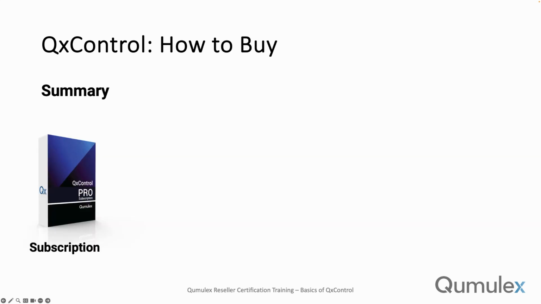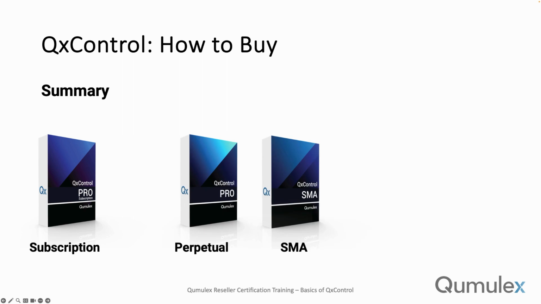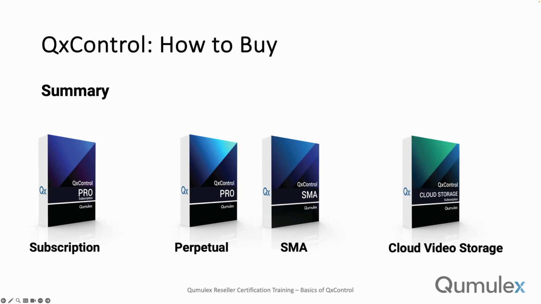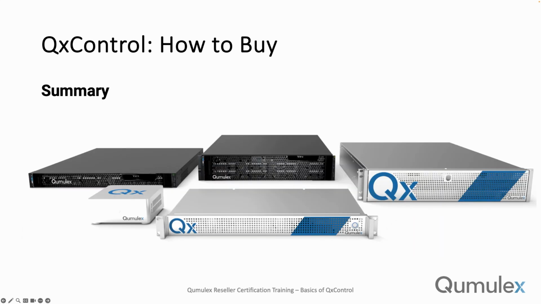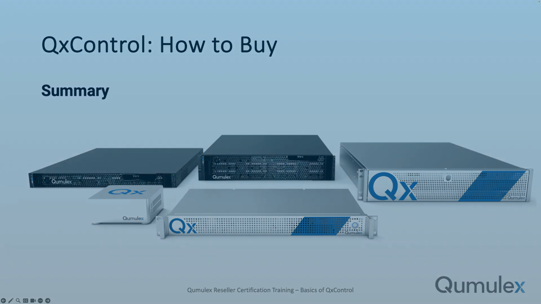So let's just do a quick summary just to make sure that we understand all of this. Again, QxControl Pro, QXP, is your base unit of measure for purchasing QxControl. This is available in a subscription. You can also purchase this as a perpetual license with an optional SMA. You can also purchase cloud video storage through one of our cloud storage subscriptions. And lastly, you need at least one gateway at each physical site. And that is all you need to get started with QxControl.